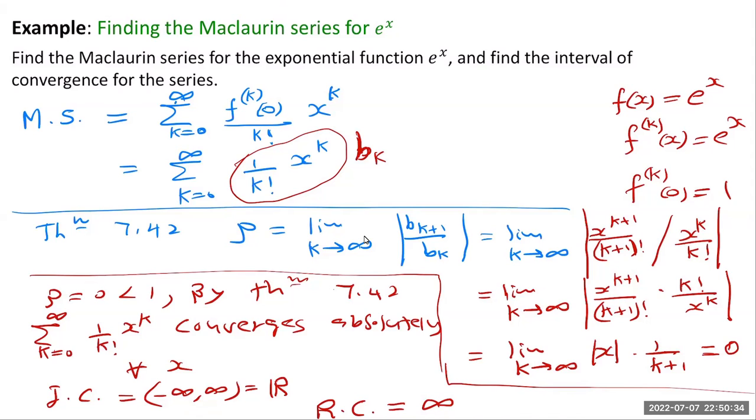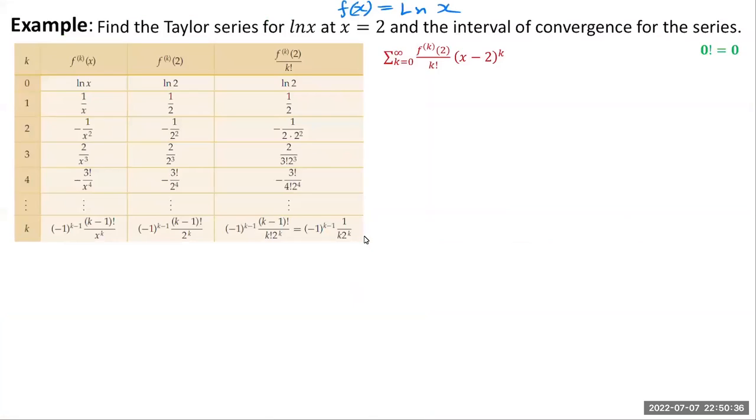Let's move on. Next, again, I want to walk you through an example. Here is the example I want to look at. Find the Taylor series for ln x at x equal to 2 and the interval of convergence for the series. Okay, how do you find the Taylor series for that?